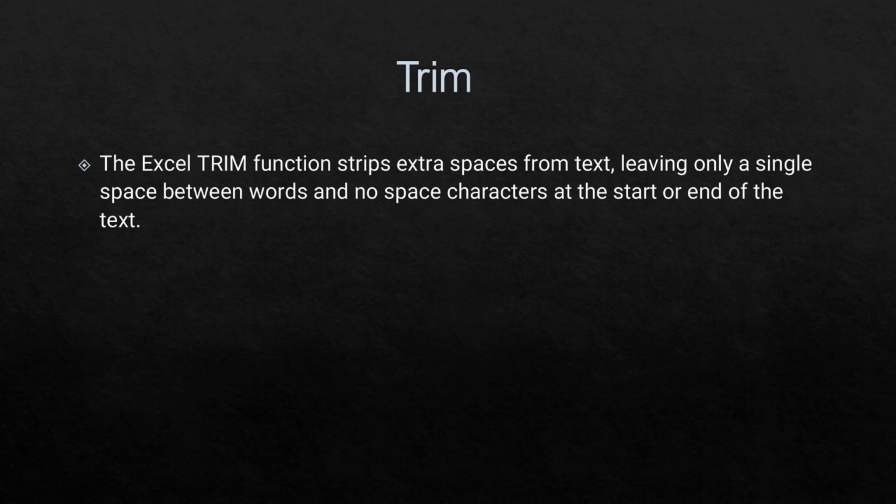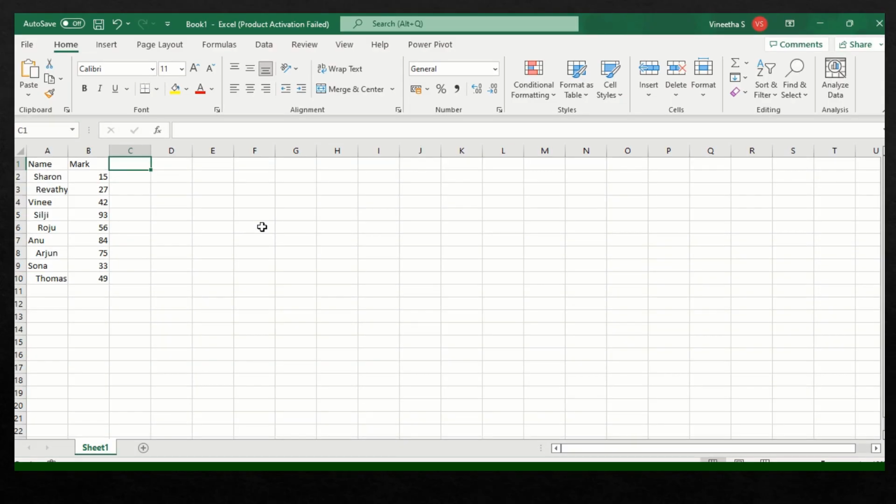Sometimes when you import data into Excel or you simply copy and paste data into Excel, you may end up with extra spaces before and sometimes after as well. In Excel, there is a function named trim that strips extra spaces from text, leaving only a single space between words and no space between characters. Here, I have taken a student data set and the names given here have extra spaces between the first name, last name, and at the beginning and end of the name. So to clear the inconsistency in this data set, we can use the trim function.